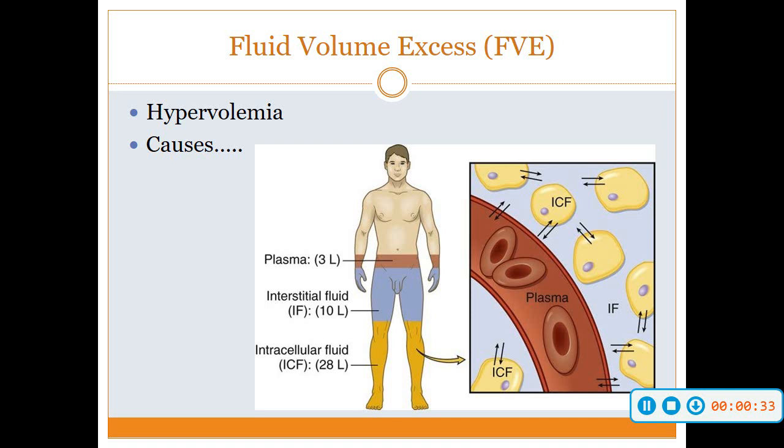Okay? Shifts in fluid, so from the interstitial space into the intravascular space. If we have a massive fluid shift from our interstitial tissues into our vascular space, that will cause fluid volume excess. Things that could also cause us excessive isotonic or hypotonic IV fluid. Okay, if we give a bunch of D5W, which is hypotonic, it's going to pull salts.